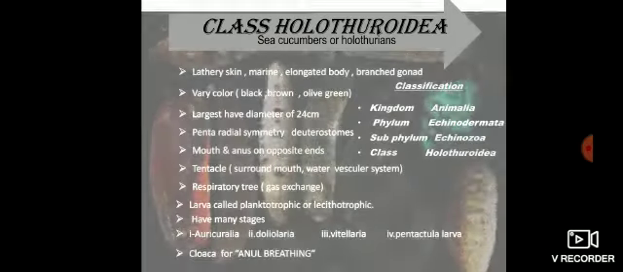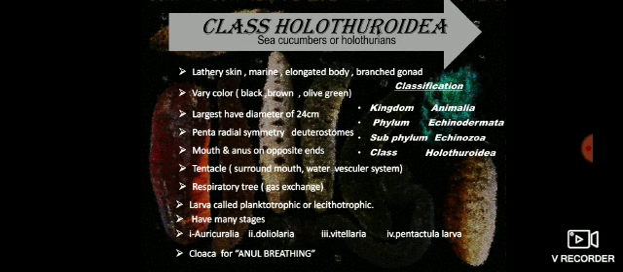The next class of phylum Echinodermata is class Holothuroidea. The class Holothuroidea includes the members known as sea cucumbers or holothurians. They have leathery skin, they are marine, with an elongated body, and they have a branched gonad. The sea cucumbers or holothurians vary in color from black and brown to olive green. The largest sea cucumbers have a diameter of 24 cm. They also possess pentaradial symmetry and are deuterostomes. The mouth and anus are present on opposite ends.